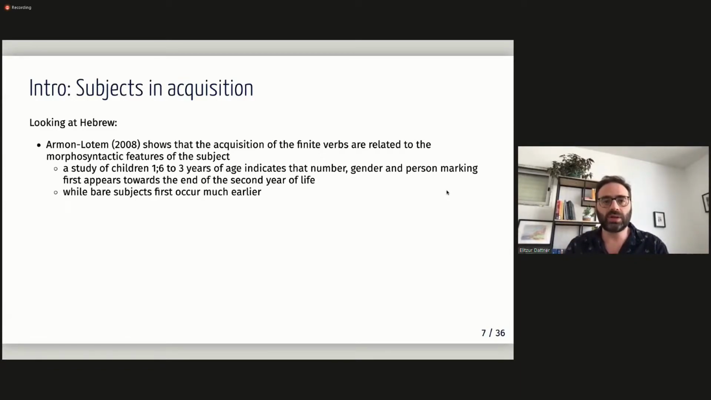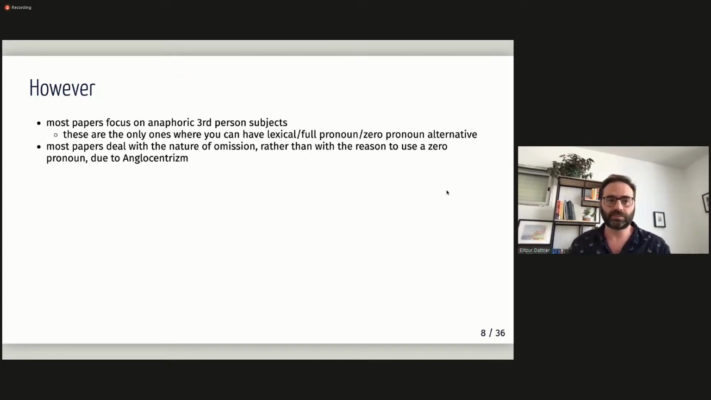Specifically, looking at Hebrew, Armon Lotem, for example, showed that the acquisition of finite verbs is related to the morphosyntactic features of the subject. In a study of children of 1.5 years to 3 years old, she indicates that number, gender, and person marking first appear towards the end of the second year of life, while bare subjects first occur much earlier. However, most papers focus on anaphoric third-person subjects, and these are the only ones where you can have lexical versus full pronoun versus zero pronoun alternative.